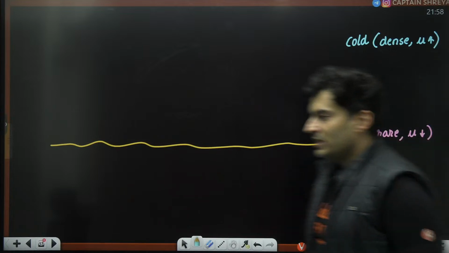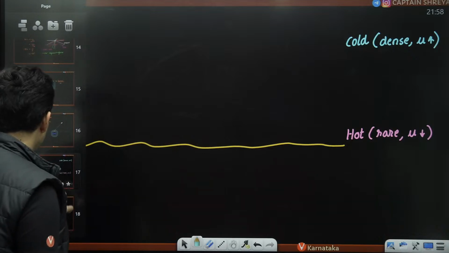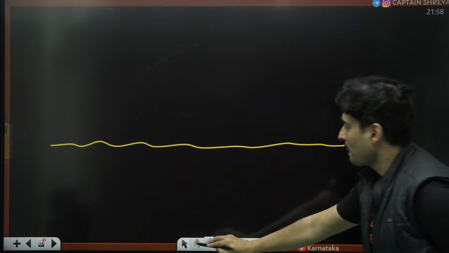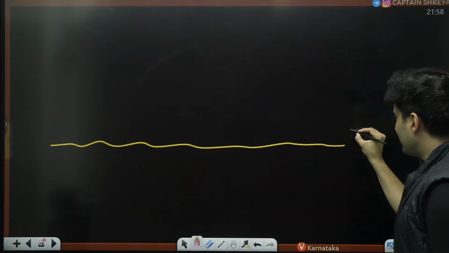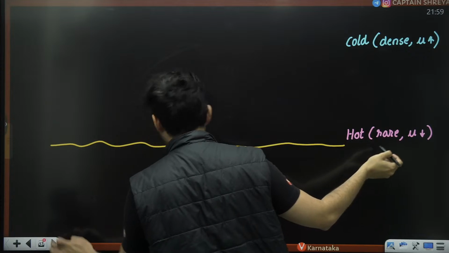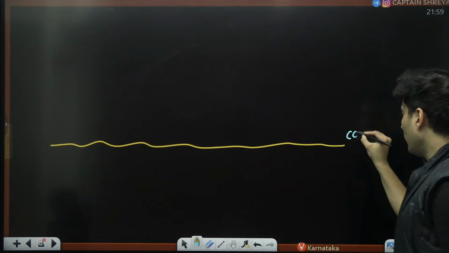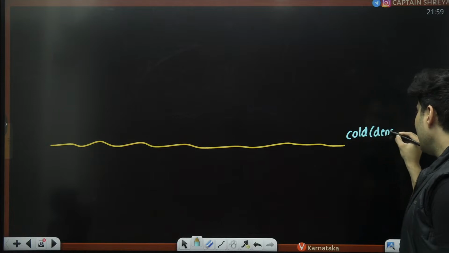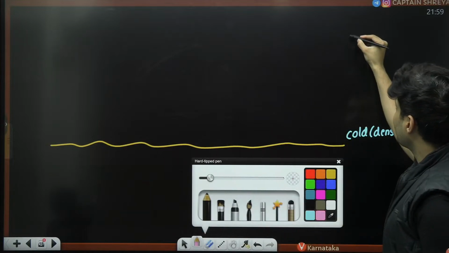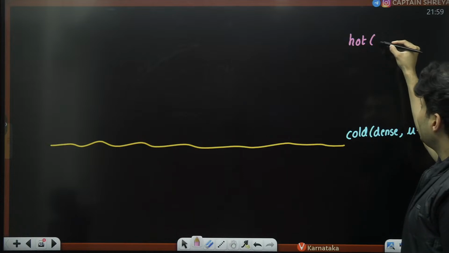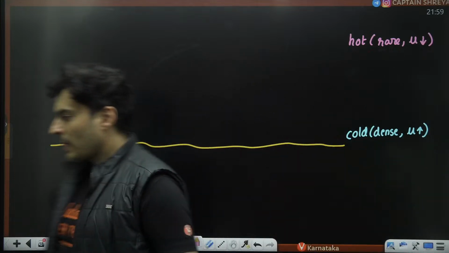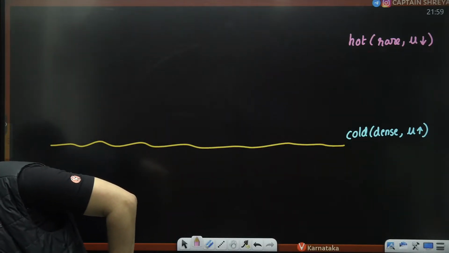This is one phenomenon which can occur. And then there is another, exactly opposite, which can occur, where the bottom part is cold air, just like over here the bottom part was hot. Imagine the bottom part is cold air. That means this is dense, that means the refractive index is more. And the top part is, let's say, hot. That means this is rare, that means the refractive index is less. Any of these two things can happen. Now, what happens in either of these cases?